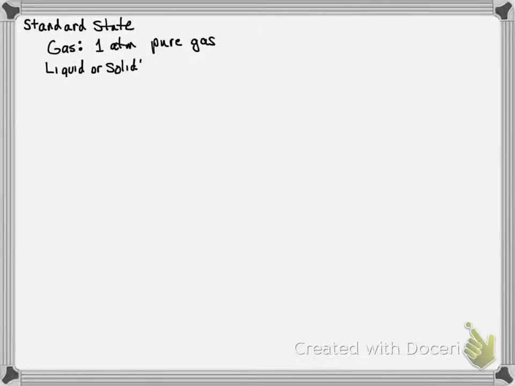Continuing our discussion of entropy and Gibbs free energy, let's remind ourselves what standard state is. For a gas, standard state would be 1 atmosphere pressure of the pure gas. For a liquid or a solid, it would be the most stable form that the material takes at 1 atmosphere of pressure and usually 25 degrees Celsius, whatever the temperature of interest is, but it's always 25. And for a solution, it would be 1 molar concentration of all reactants and products. That would be the standard state conditions.